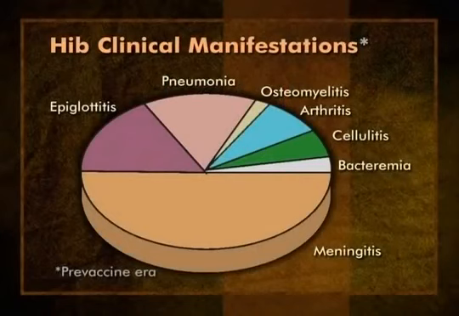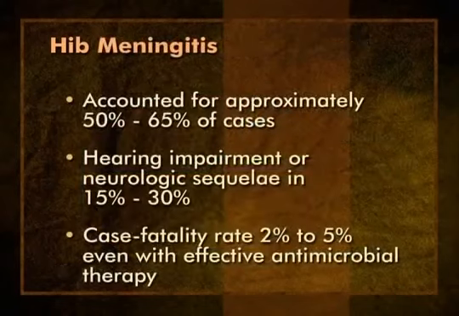This pie chart shows the different clinical manifestations of invasive Hib disease in the pre-vaccine era. As you can see, Hib can cause bacteremia, can infect skin as cellulitis, the joints as septic arthritis, and the bones as osteomyelitis. It can also cause pneumonia. 15 to 20% of invasive Hib disease was epiglottitis, inflammation of a tissue flap at the opening of the airway. But by far, the most common clinical manifestation was meningitis. Meningitis accounted for approximately 50 to 65% of cases of invasive Hib disease.